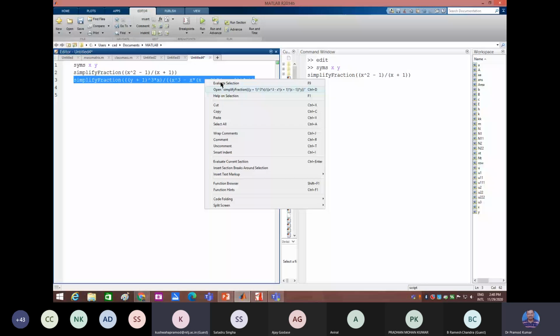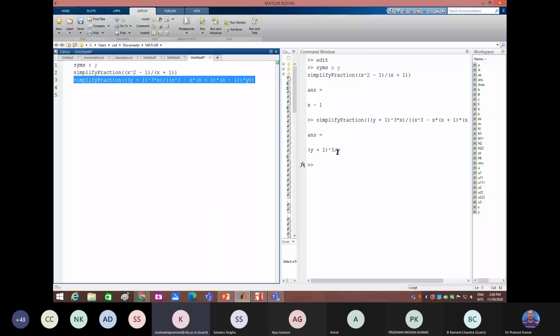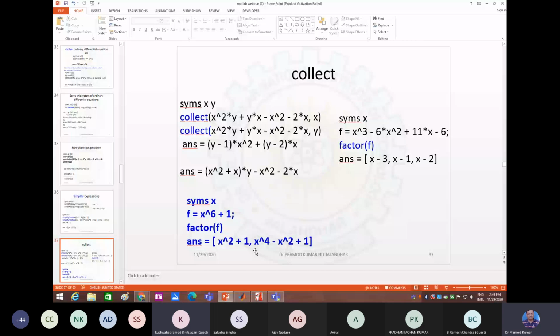Here after simplification, you get the answer y plus 1 q divided by y. The whole expression is simplified. Similarly, this collect expression is very useful when you want to collect terms. Let us check for this factor.